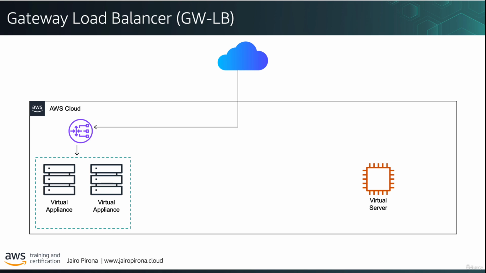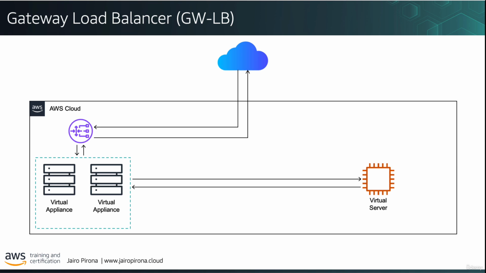So now, the incoming traffic is intercepted by the Gateway Load Balancer, which forwards it to the registered virtual network appliance. These inspect the traffic and forward it to the application servers. Similarly, when the servers respond, the virtual network appliance receives and inspects it, forwards it to the Gateway Load Balancer, and finally forwards it to the requesting client. This is how the Gateway Load Balancer works.